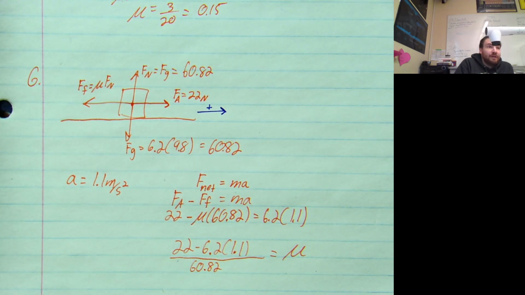Equals mu. Yes, you're not hallucinating. There is a dog next door. His name is Winston. He's adorable.